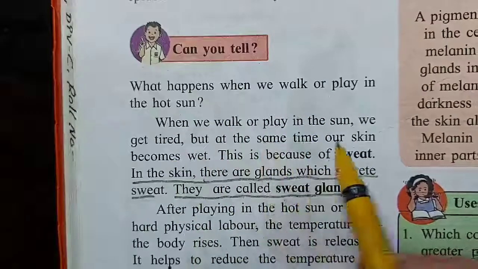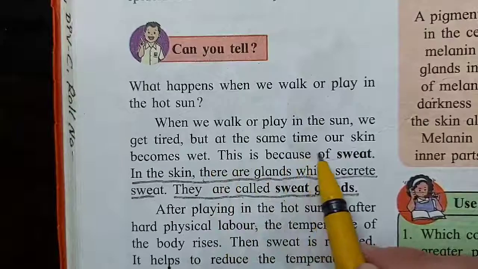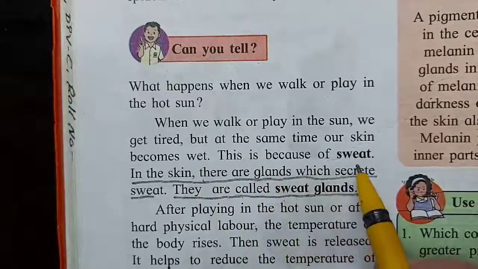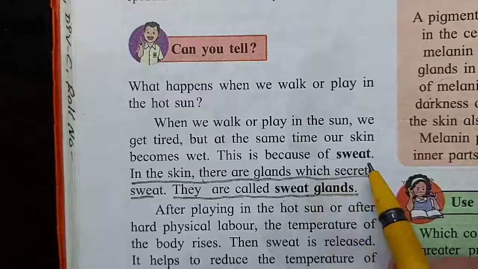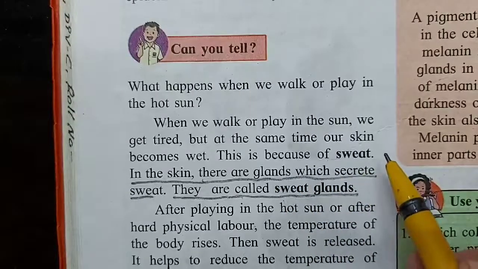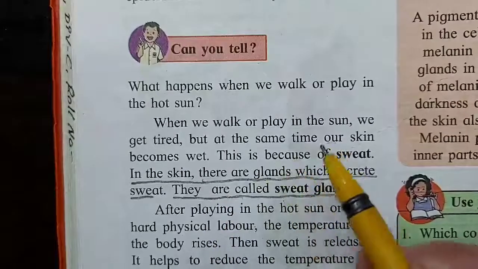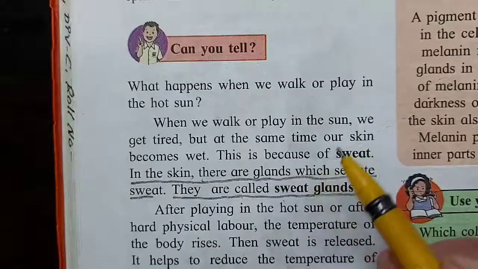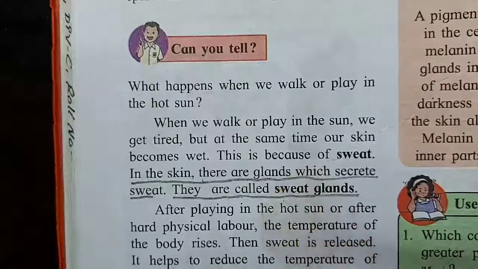When we walk or play in the sun, we get tired. But at the same time, our skin becomes wet. This is because of sweat. You know, you keep on sweating. When do we sweat more? We sweat more during summer season or when we do hard physical work, that is playing, running, jogging or something very hard in which our physical body is required. At that time we sweat.